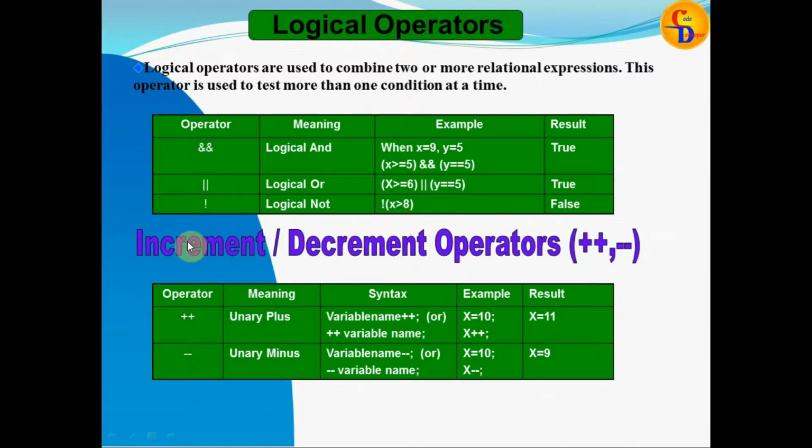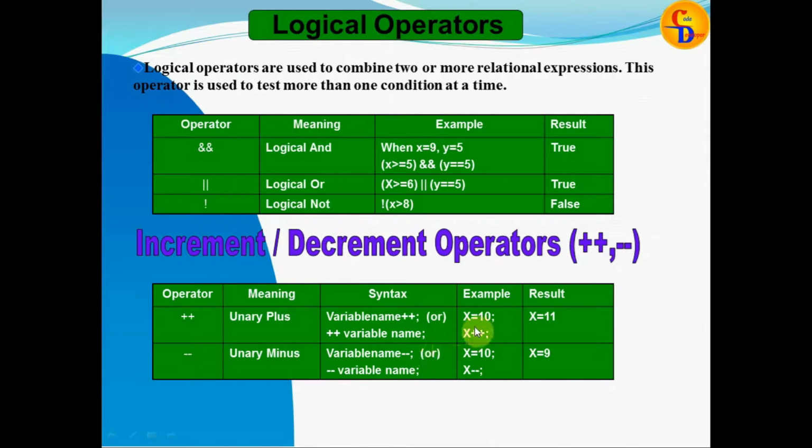The next one, increment or decrement operator. Here we are using two kinds of process. One is unary plus and unary minus. In this process, we use prefix and postfix values. So pre-increment or pre-decrement, then post-increment and post-decrement. So variable plus plus is a postfix value. Plus plus variable name is a prefix value. So variable name minus minus is a postfix decrement, and minus minus variable name is a prefix decrement value.